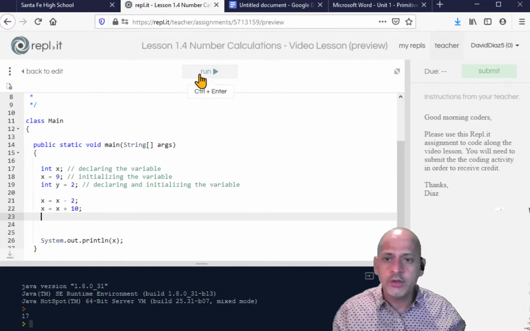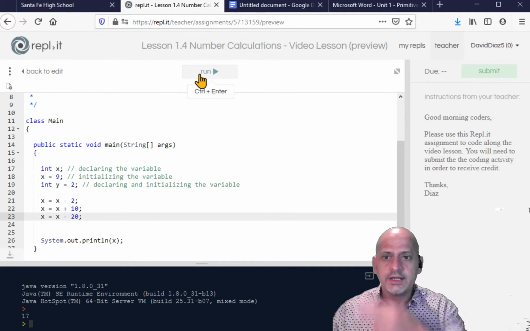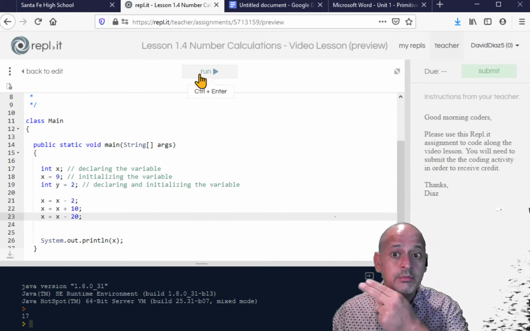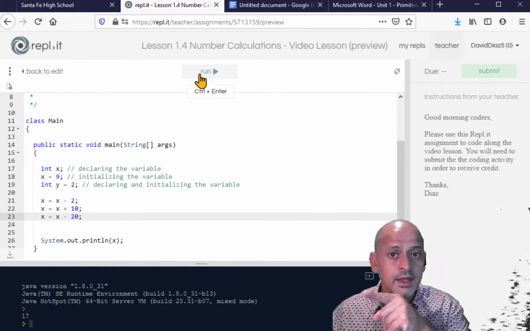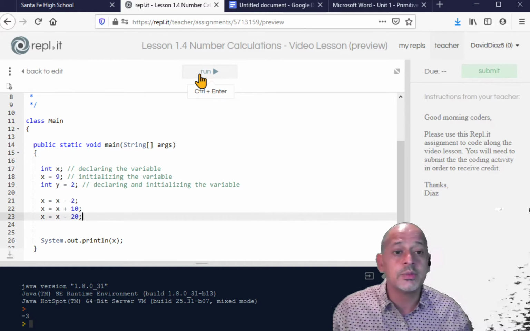And then we can continue assigning x different values, minus 20. So it was 9, minus 2, that was 7, plus 10 gives us 17, minus 20 will give us negative 3. Remember, integers can also be negative.